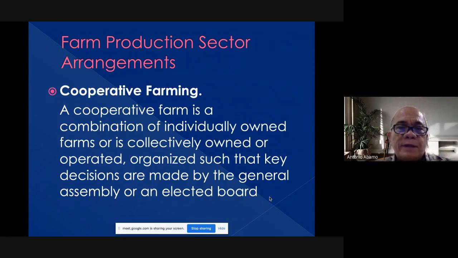A cooperative farm is a combination of individually owned farms. Collectively, they pull together, organize a production activity, and make decisions on farm operation according to the decision-making power of the cooperative, which is the board of directors or the elected board. The board chooses a business manager and sets the guidelines on how to operate the farm. What is the difference between a cooperative and a corporation? In terms of voting power, in a cooperative, you have one man, one vote. But in a corporation, your voting power depends on your shares of stock. The more stocks you have, the more voting power you have. In a cooperative, one man, one vote, that means every member has an equal say in policy making. So that's the difference.